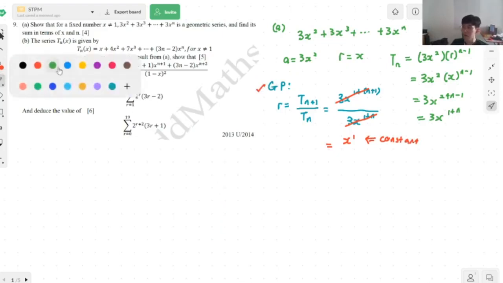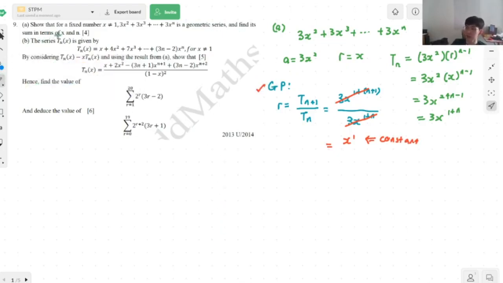Alright, then they say find its sum in terms of x and n. I want to find the sum from the first number here until the last number. This last number is your tn minus 1, not tn, but tn minus 1. Because you see, tn is 3x^(1+n). So if you put tn minus 1, meaning to say you change your n to n minus 1, you will get 3x^(1-1+n), which is 3x^n. So this is your tn minus 1. Meaning to say from the first term, you add until tn minus 1.